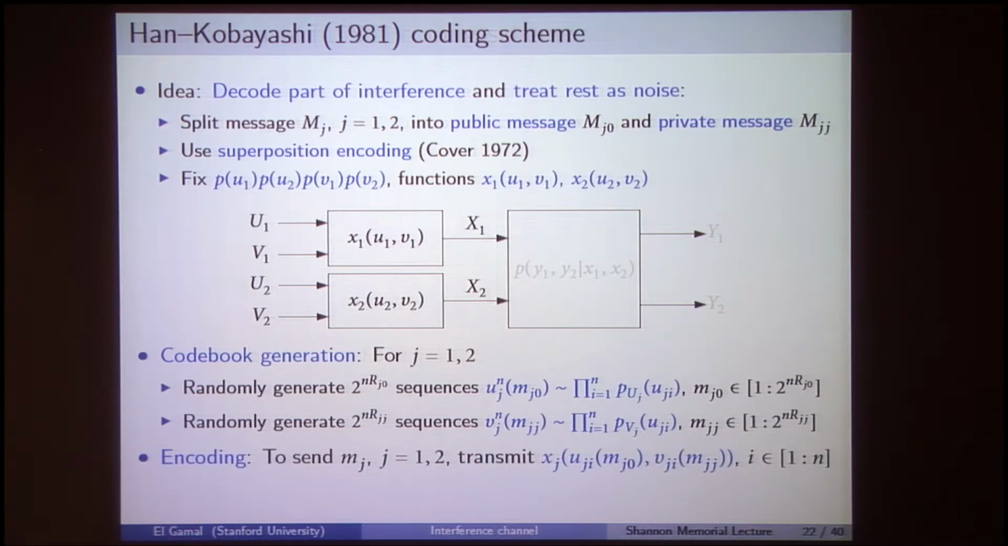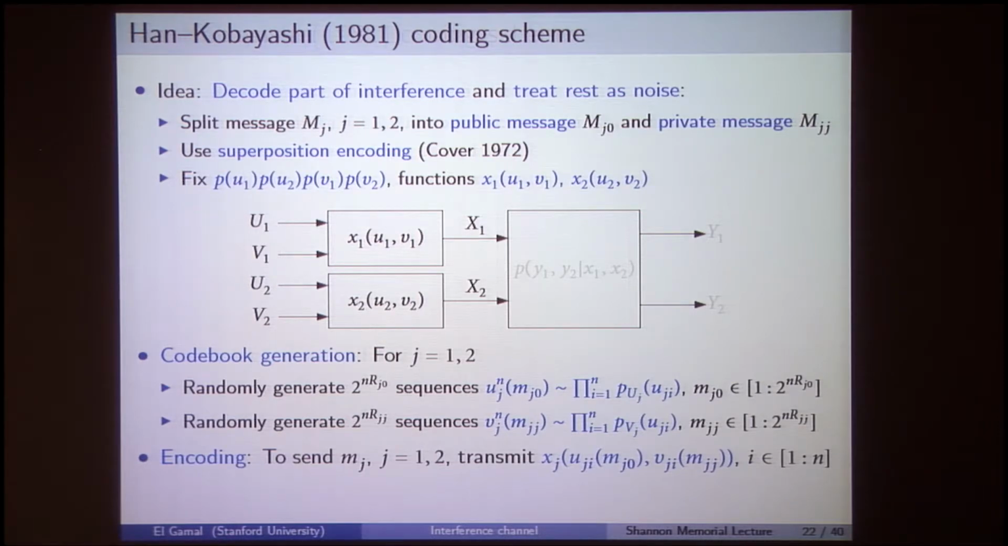To do the encoding, we cannot transmit U1, V1, U2, V2. These things don't exist in reality. What we do is we use the functions that we fixed up here to basically do symbol by symbol, from U1, V1 to X1 and from U2, V2 to X2, symbol by symbol. And that's how we generate the transmissions.